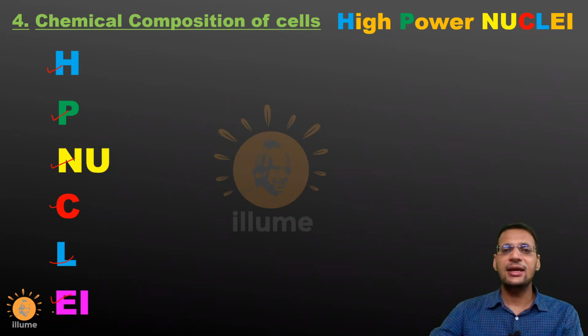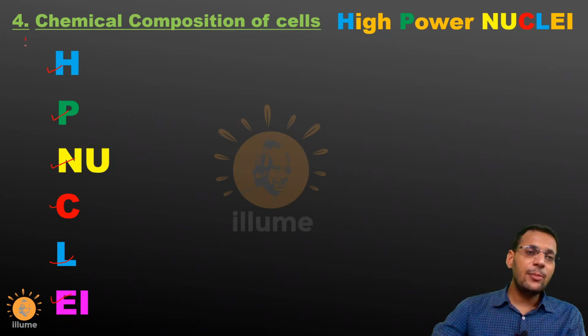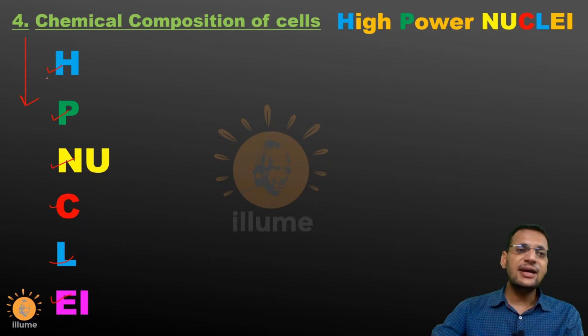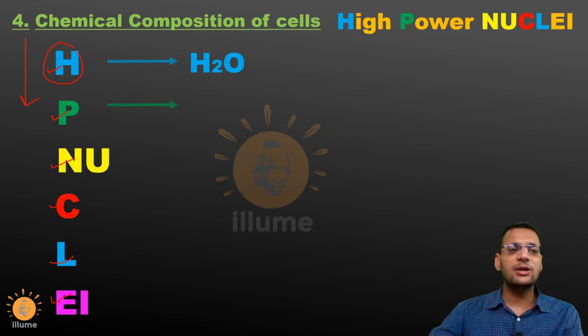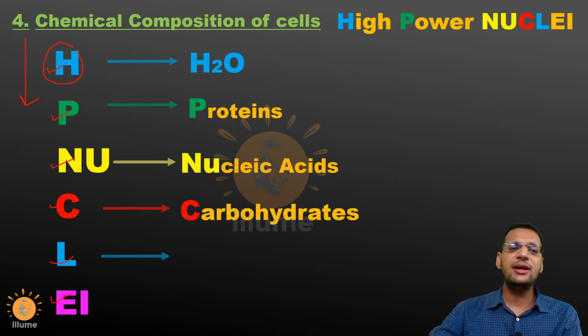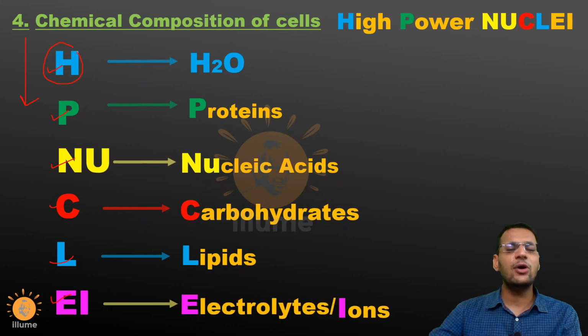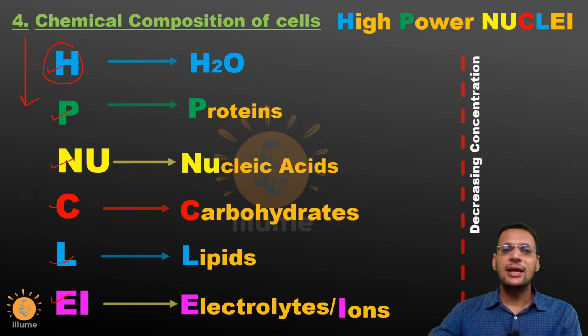So high power nuclei. Now as I move from top to bottom, the percentage of these molecules would decrease. The highest concentration we would have is H, and H means H2O, water. Then comes P for proteins, then Nu for nucleic acids, then C for carbohydrates, L for lipids, and Ei for electrolytes and ions. E for electrolytes and I for ions. So the maximum concentration in cells is of water, then proteins, then nucleic acids, then carbohydrates, then lipids, and the minimum is electrolytes. As you move from top to bottom, their concentration decreases.